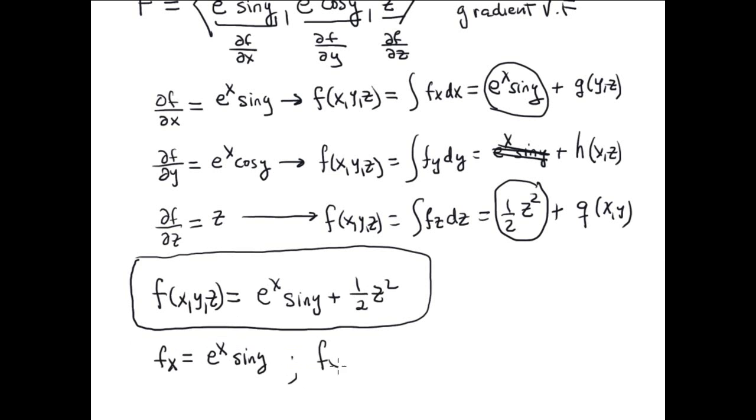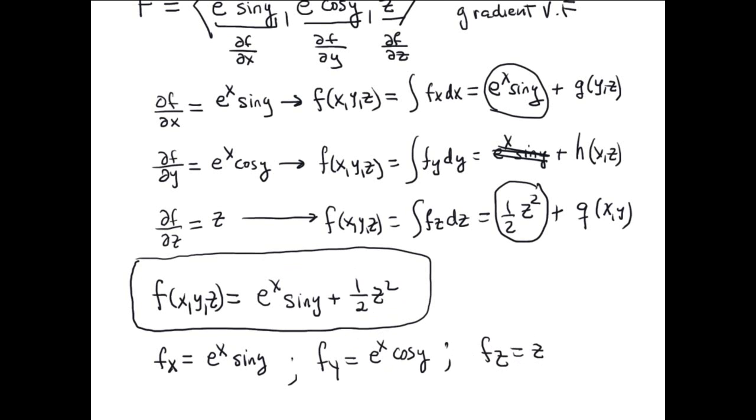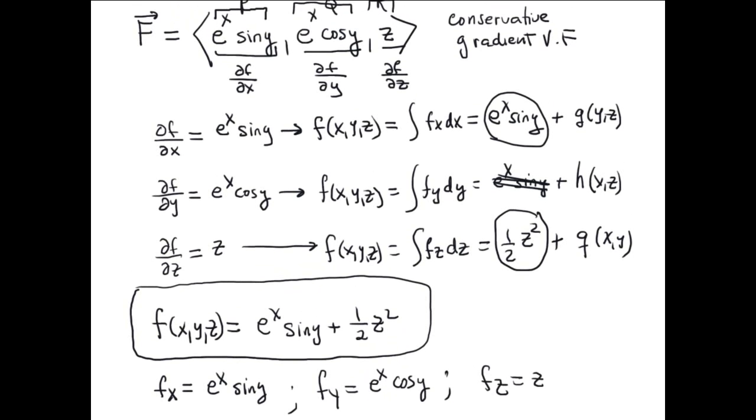Suppose you differentiate with respect to y. In this expression e to the x is a constant, and the derivative of sine is cosine. Differentiate with respect to z. This is a constant, 0, and use the power rule, it is 2 times 1/2 z, which is z. It's exactly the same as the original component that we had at the beginning in our vector field. Potential function, conservative vector field, gradient vector field, and this is the procedure to find a potential function. Always it's the same.